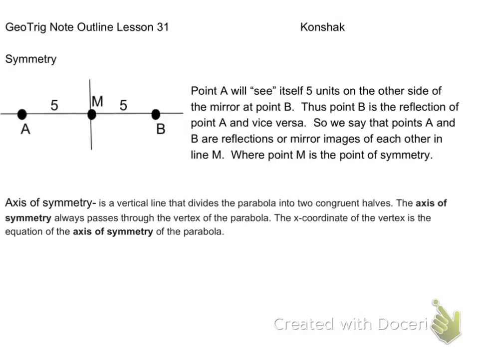So lesson 31, we're going to talk about symmetry for geometry, trig here. Basically, symmetry is like when you see yourself in a mirror on the other side. And it says that point A will see itself 5 units on the other side of the mirror at point B. So what we have here then is that points A and B are symmetric about each other about point M, where M is that line of symmetry.